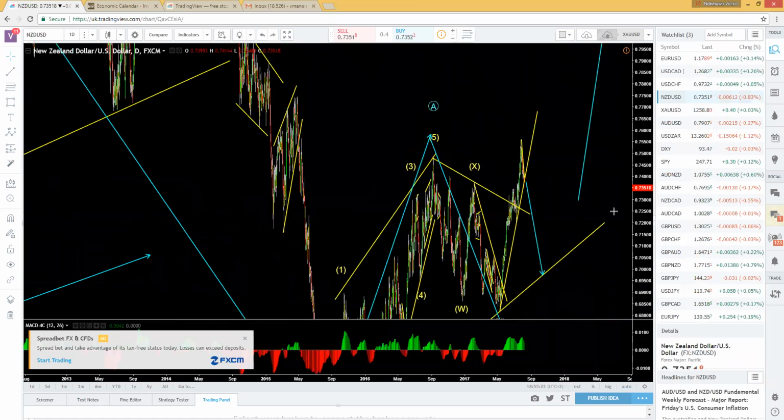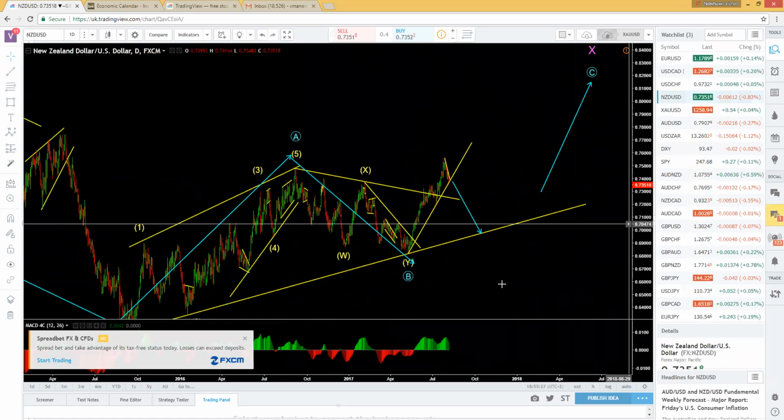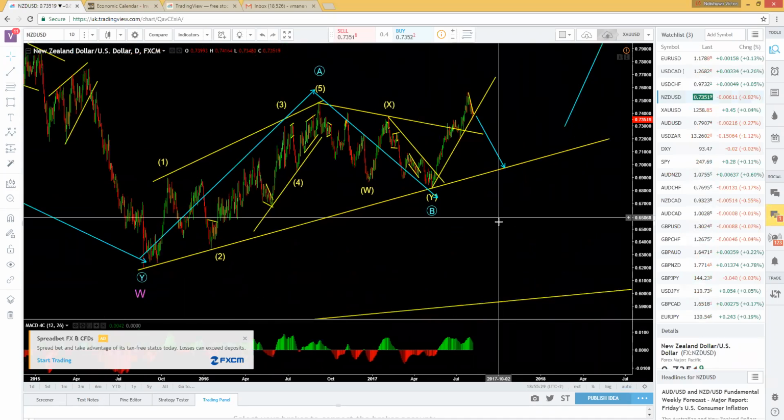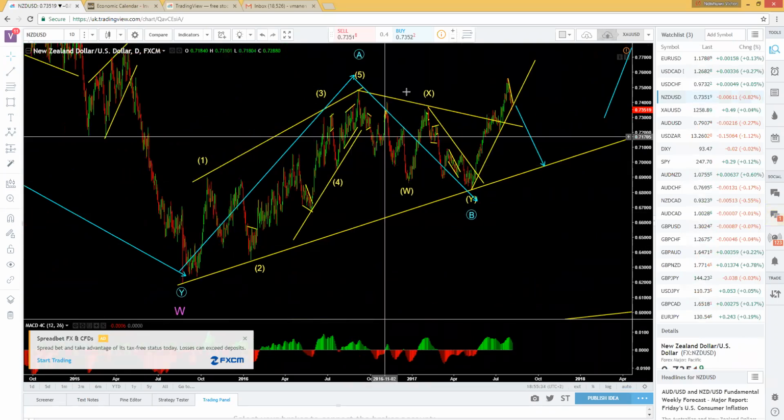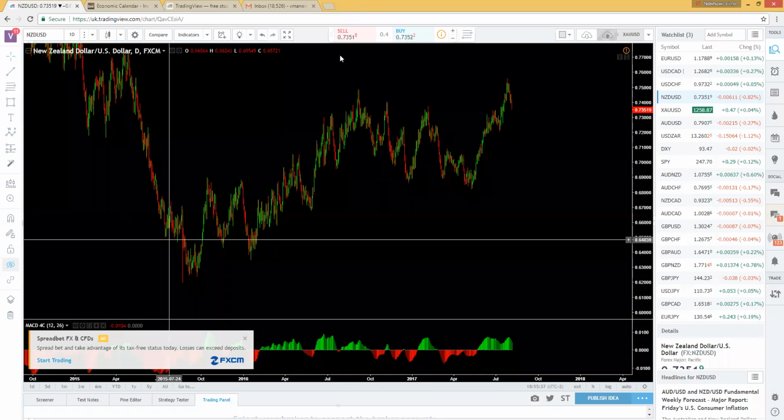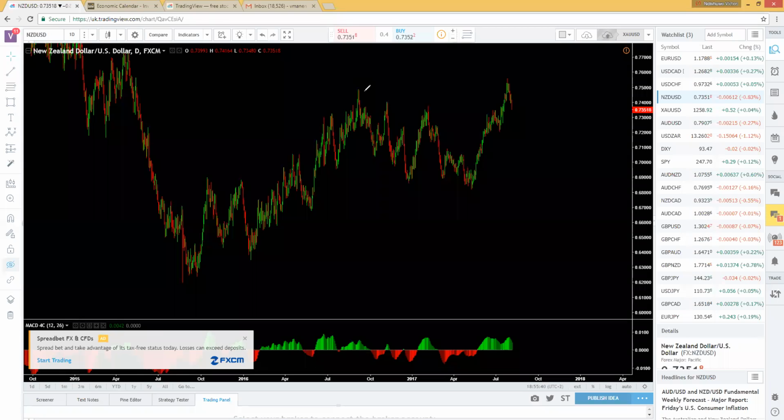So this is New Zealand. It actually cleaned a lot of people out this pair because, similar to Euro US dollar, some thought that because this is a weekly trend line, we were expecting a reversal here, which never happened. And I'll show you again why we never got that reversal. Okay, so this is what is happening.